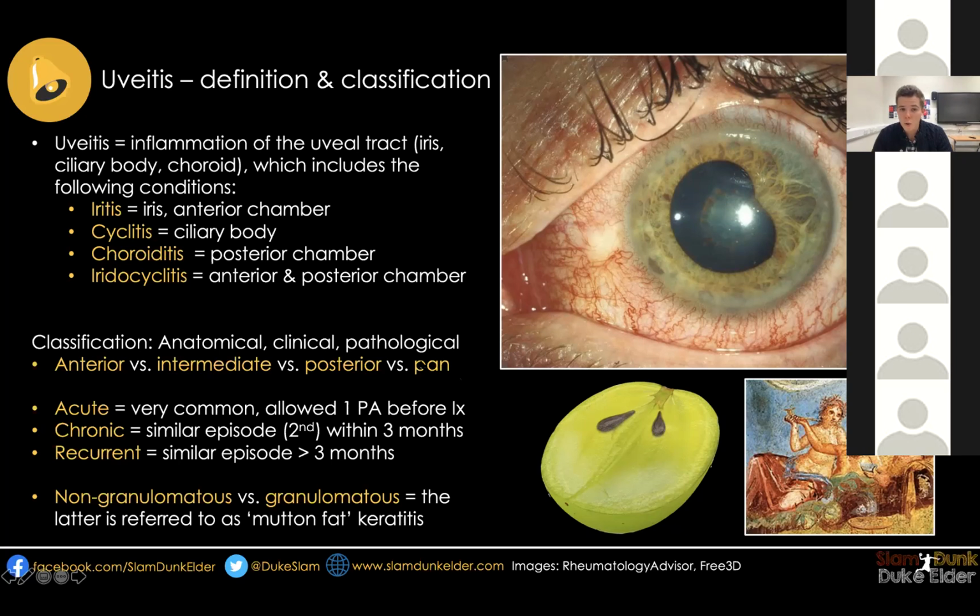Panuveitis is just all three altogether. It's just a very inflamed eye from start to finish, okay, from front to back. Clinicians like to define uveitis in terms of chronicity and timeline.